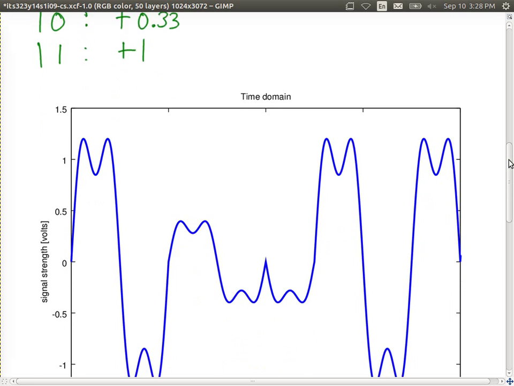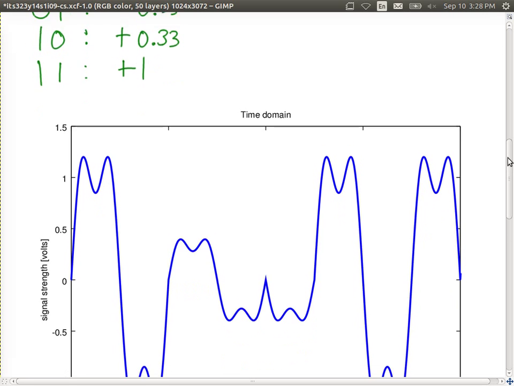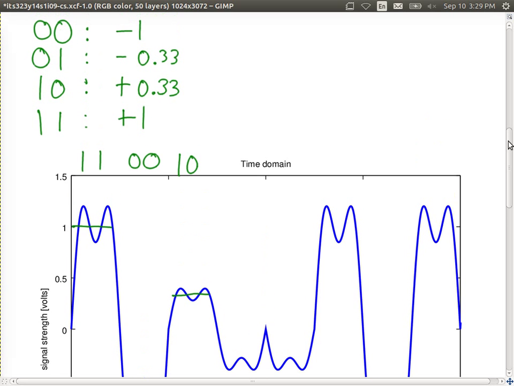Given that scheme, can anyone just remember that? 00, -1, 01, -0.33. What's the bits received in this case? What sequence of bits do you receive? Well, here we have a received signal which is +1. +1 corresponded to what? 11. Here we have -1. -1 corresponded to what? 00. +0.33, 10.